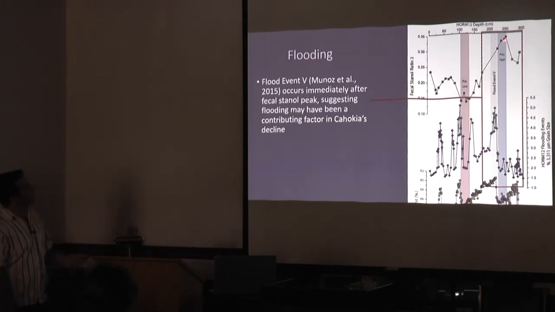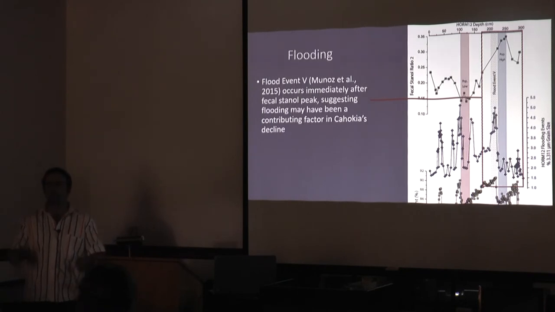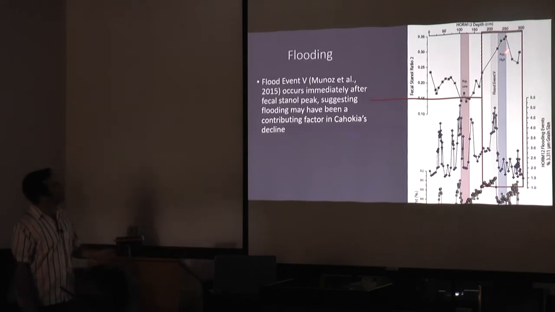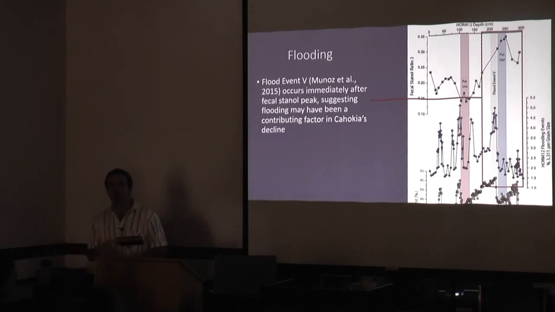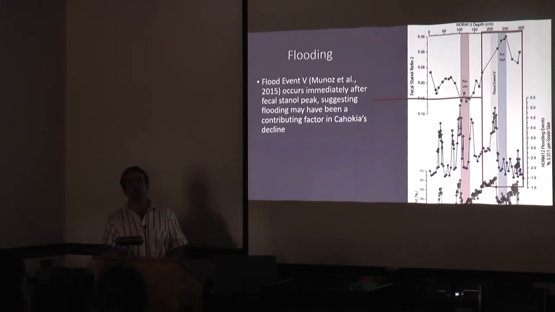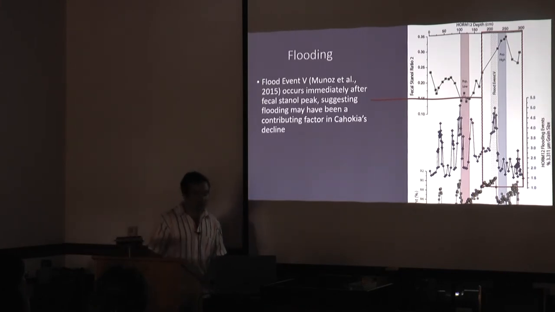What we find relative to the fecal stanols is that this flood event occurs immediately after the fecal stanol maximum. It might seem like there's a gap in time right here because it's this width compared to that width, but note that that's 20 centimeters that happened instantaneously. That was a single depositional event that occurred immediately after these more elevated values here. So I believe this actually supports Munoz et al.'s idea that this flood may have contributed to the problems that Cahokia may have had. We can't go out and prove causation, but I do think it is a pretty strong correlation.